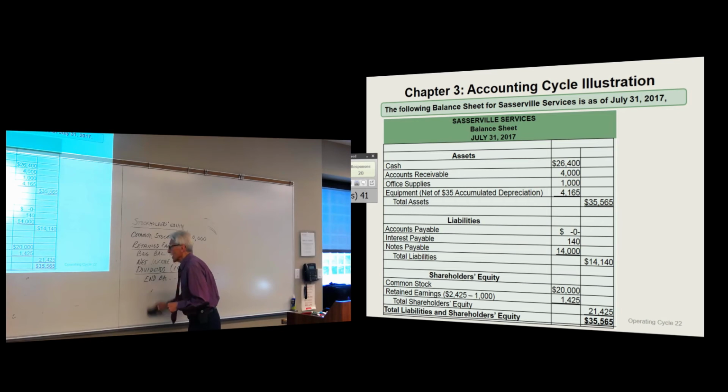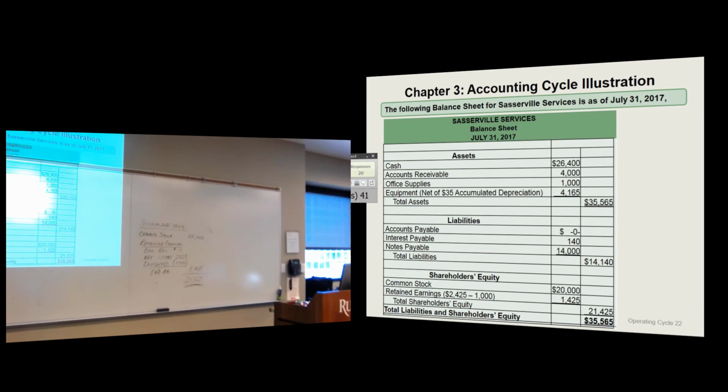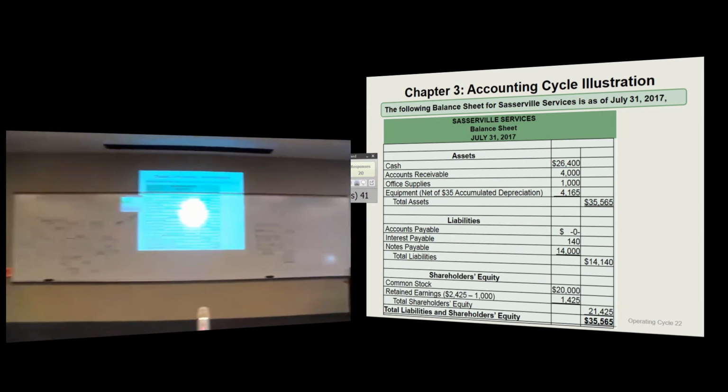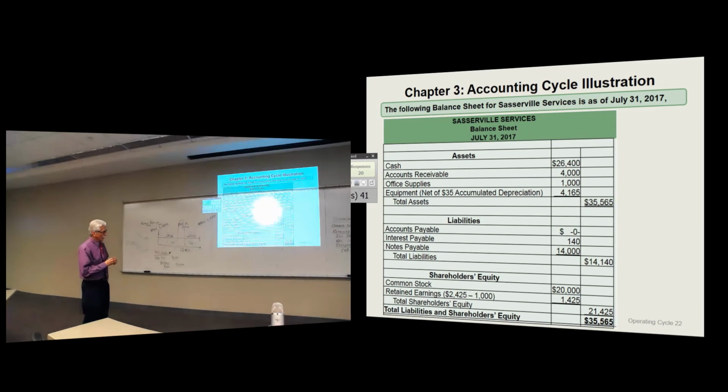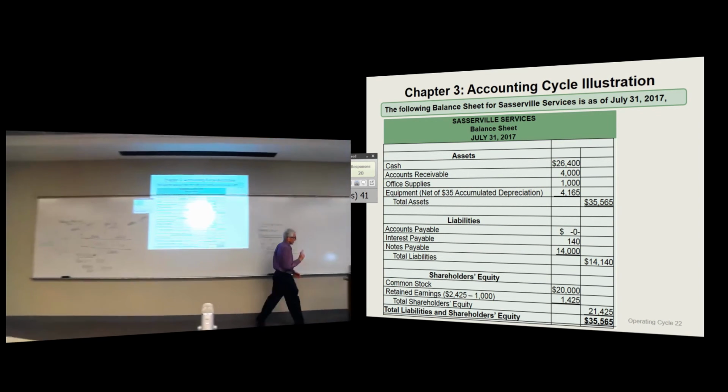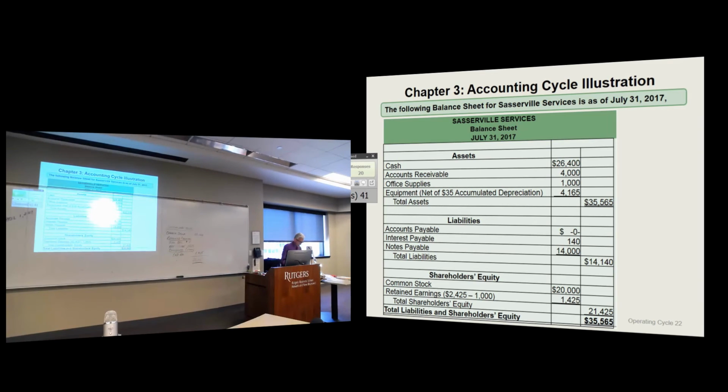So that's your ending stockholders' equity, $21,425. All right, so that would be your statement of stockholders' equity. That would be prepared before the balance sheet in order to get that number. And then, of course, all of the other accounts. I'm going to make a couple of comments about the assets in a minute.